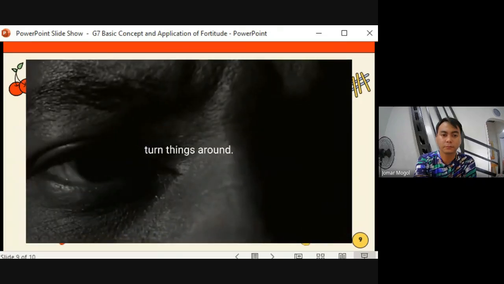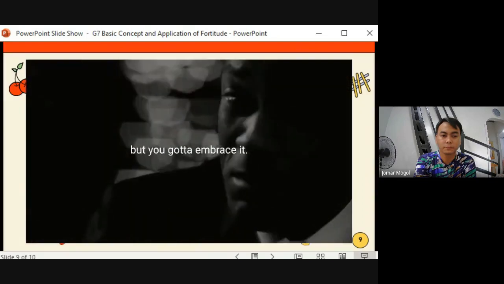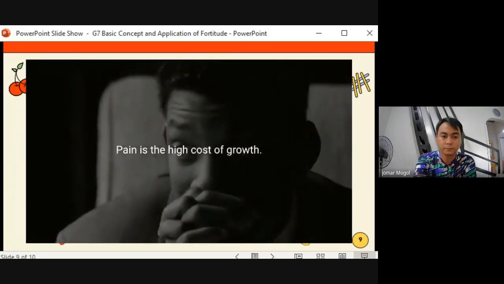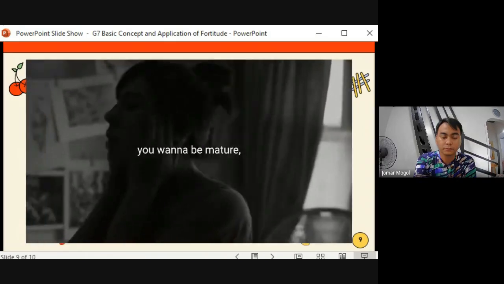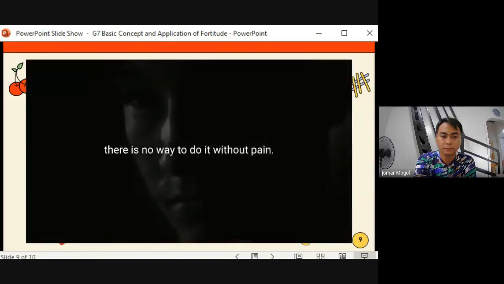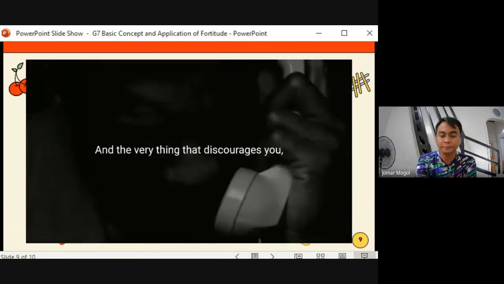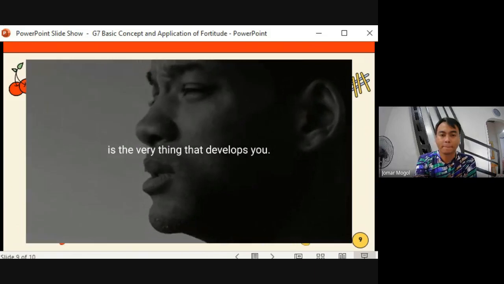turn things around. There's going to be bad days, there's going to be dark days, but you got to embrace it, because that pain is what makes you stronger. Pain is the high cost of growth. If you want to grow up, you want to be mature, there is no way to do it without pain. You can't grow up on easy street. And the very thing that discourages you is the very thing that develops you.